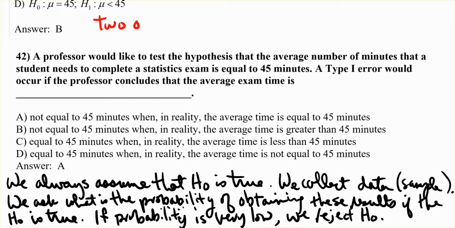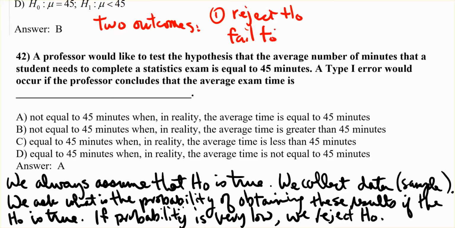And the two outcomes are that we either reject the null hypothesis or we fail to reject. We can never confirm either the null or the alternative, but we reject the null hypothesis or we fail to reject the null hypothesis. And with both of those, there are potential errors.